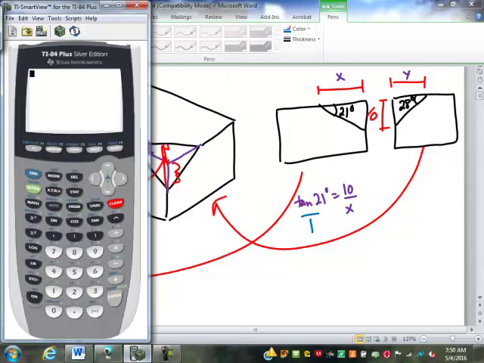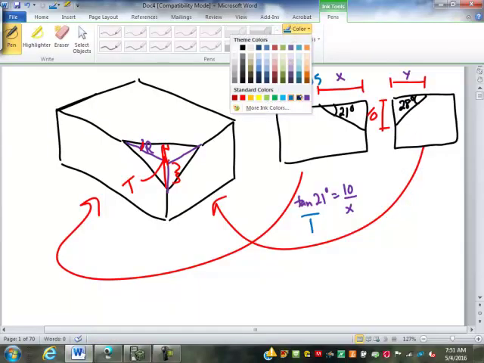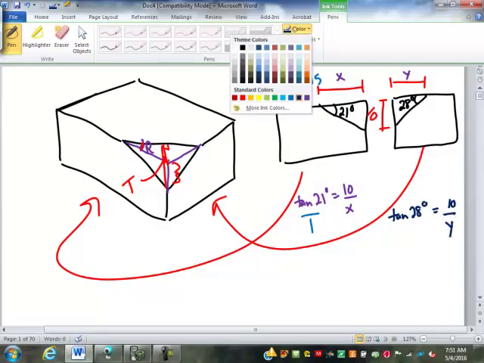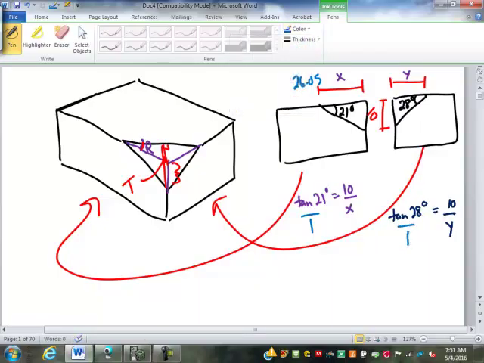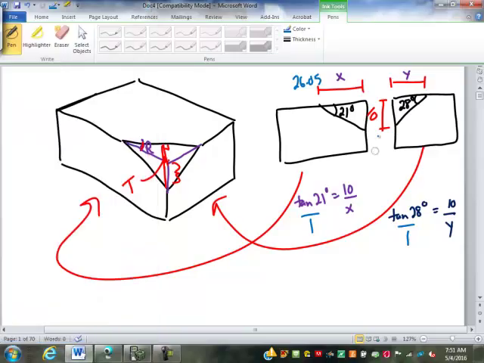So I make it over 1 times 10 is 10 divided by tangent of 21. 26.05. Over here, this one's going to be tangent of 28 degrees equals 10 over y. So 10 divided by tangent 28. You're right, 18.81.